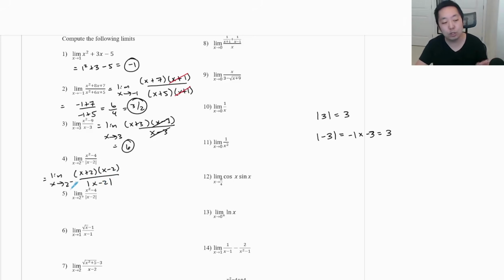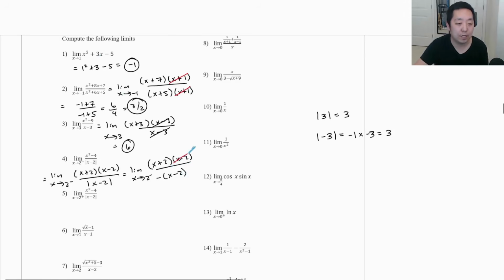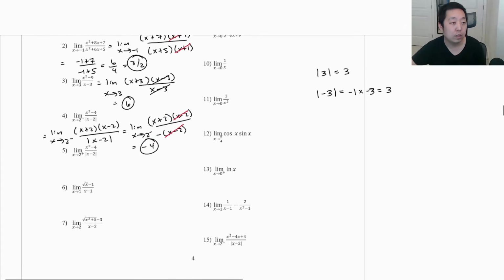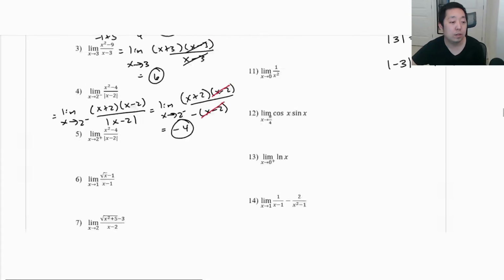Well, if you're approaching 2 from the left, this quantity will be negative. Right? So then you can say that this is x plus 2, x minus 2 divided by negative x minus 2. And then what happens is the x minus 2's cancel, and then I can plug in 2, and I would get 4 over negative 1, which is negative 4. All right? Let me go on a little bit more.